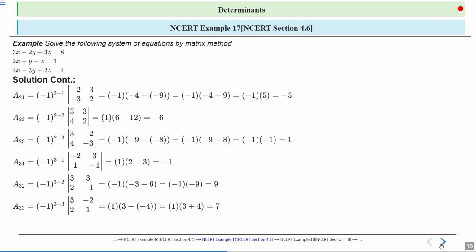The index value for A33 is 3 plus 3, and then multiply with the minor of A33. The minor of A33 is obtained by cancelling the third row and third column for the A33 element. We get a matrix of order 2 cross 2, and the determinant of that 2 cross 2 matrix is your minor. Okay, so that's how we calculate the cofactor for all the elements.